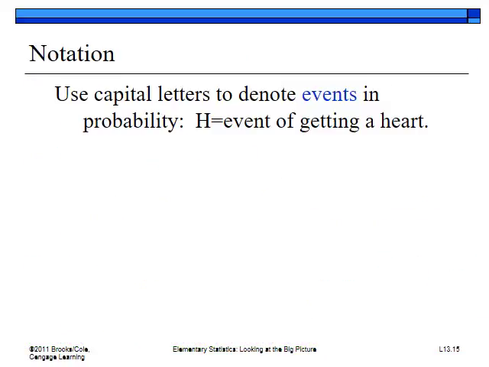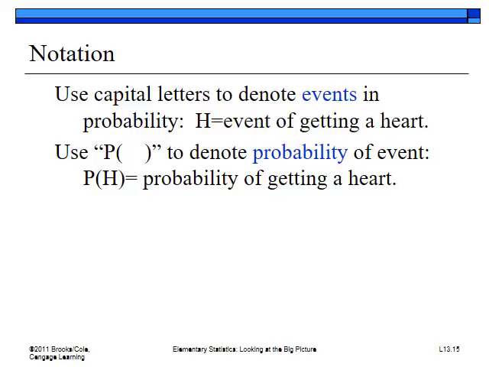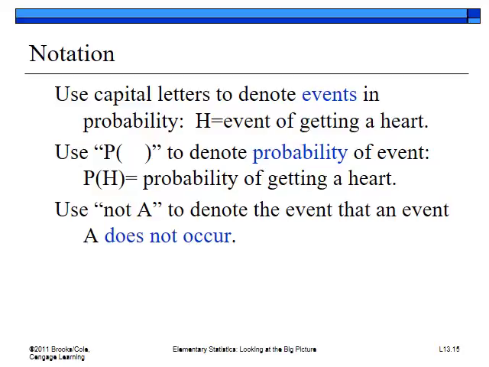Let's look at some notation. We'll use capital letters in general to denote events in a probability. For example, we'll use H to be the event of drawing a heart. If you want, you can also draw it out, like use the symbol for a heart or write out the word heart. Use P with parentheses to denote the probability of an event. So P right next to an H in parentheses, which we read as the probability of H, that's the probability of getting a heart. Put the word not in front of an event to denote the opposite, that the event does not occur.